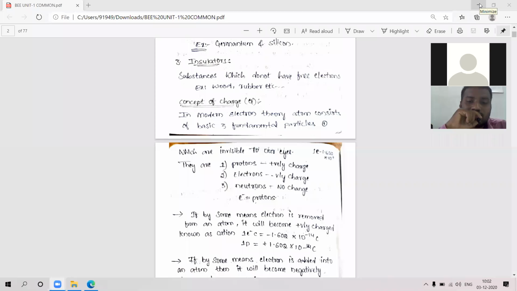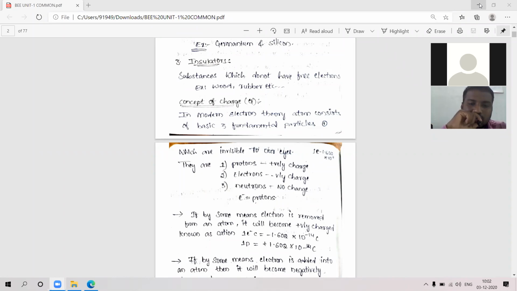Okay, so let us see this atom consisting of three particles. They are protons, electrons, neutrons. We know that all these concepts have already been completed in the physics part. We are just revising those points before going to our subject. Protons carry positive charge, electrons carry negative charge, and neutrons carry no charge. So an atom basically consists of all these particles.